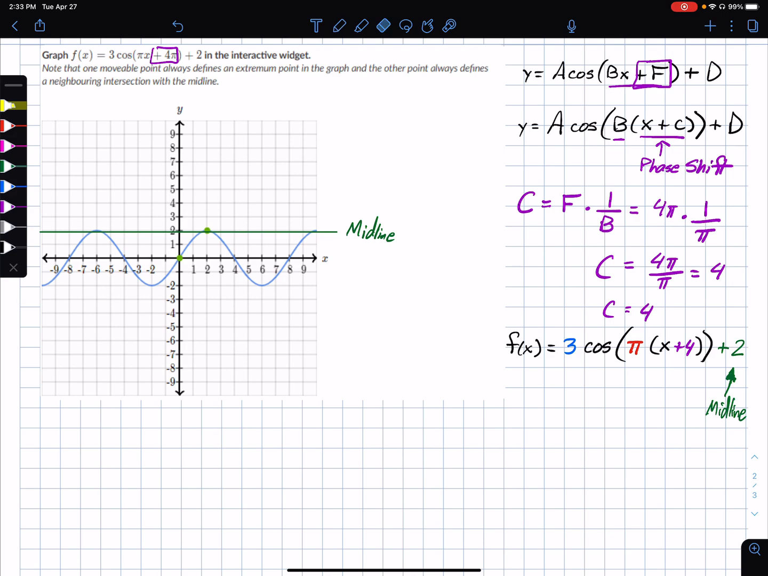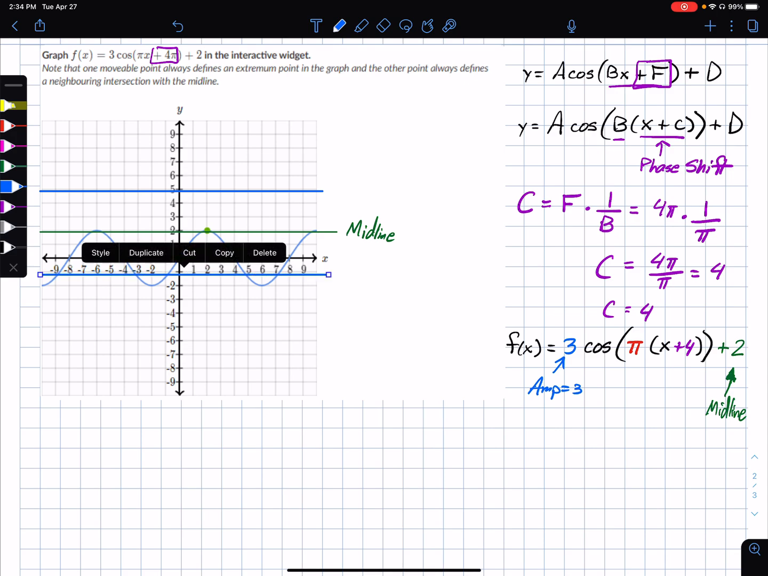And next, we will kind of mark off the highs and lows of this thing. An amplitude of 3 means it'll never get higher than 5. Get that pinned down just right. Or lower than, what would it be, negative 1. Okay.